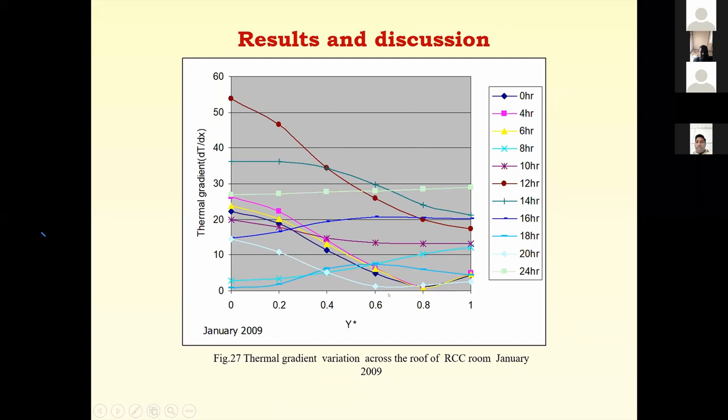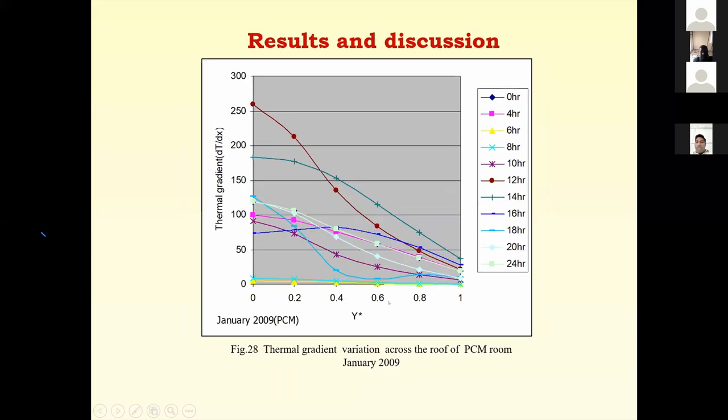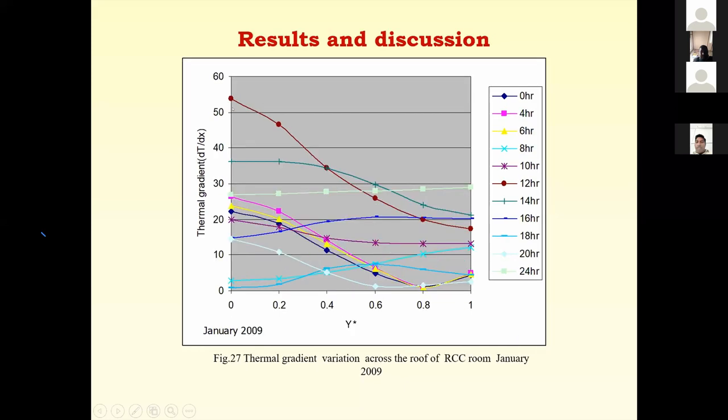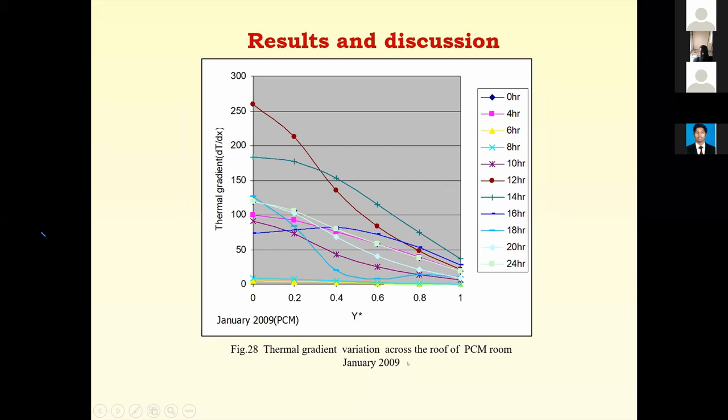So this is also the RCC roof in another month. You can see the temperatures are going beyond 50 degrees also, at some time around 12 o'clock. But this is not a problem here. Now you can see here in the PCM room, these are the temperature gradients you can see.